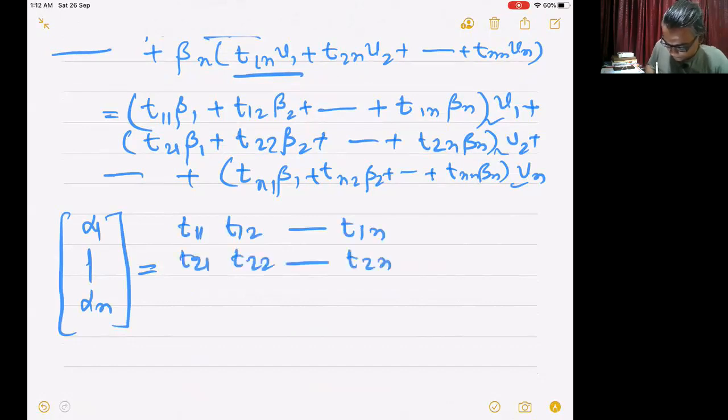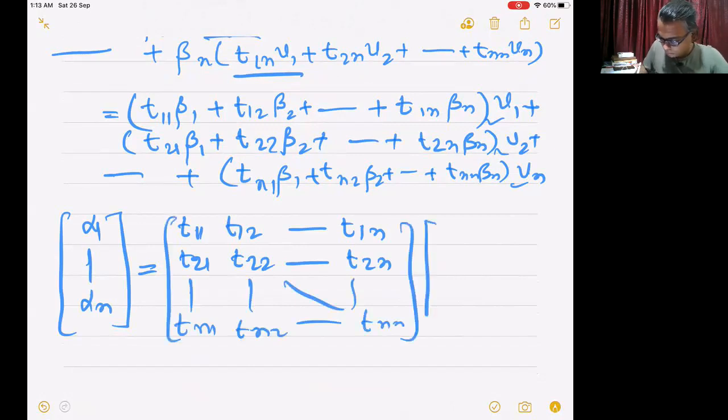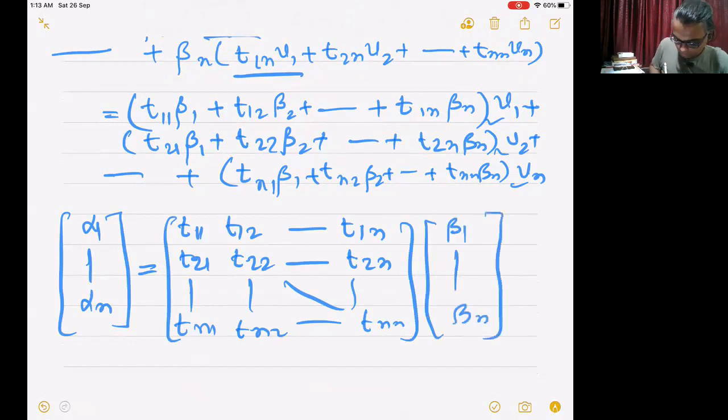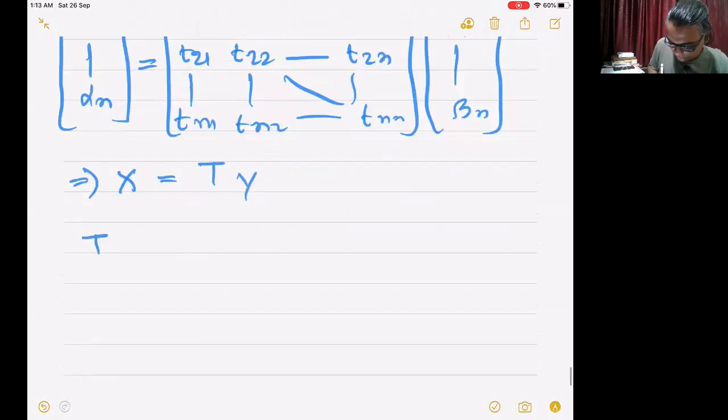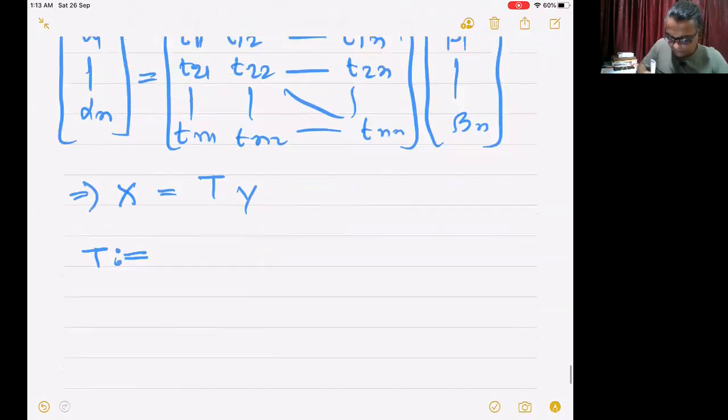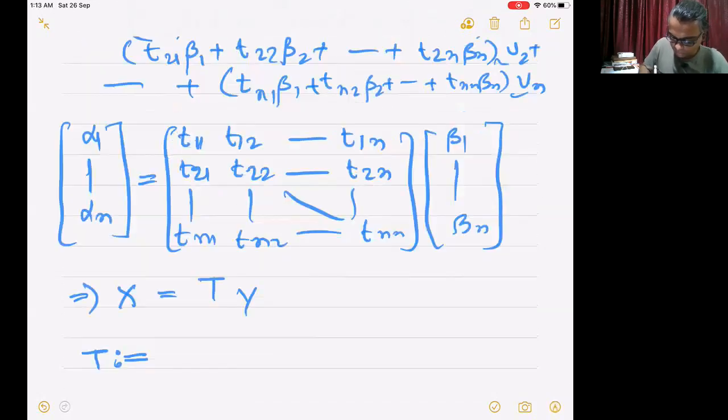T11, T12 up to T1n, T21, T22 up to T2n, Tn1, Tn2, Tnn, times beta 1 up to beta n, which is the same as saying x is equal to T times y, where this T matrix now is these entries, right? T11, these entries. But how did we get that?